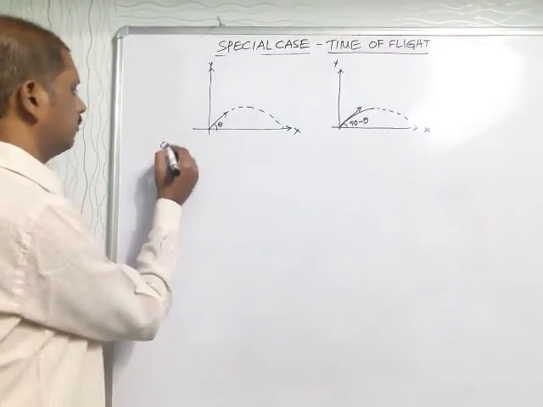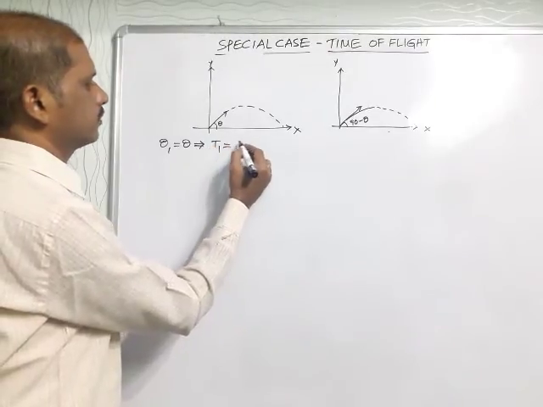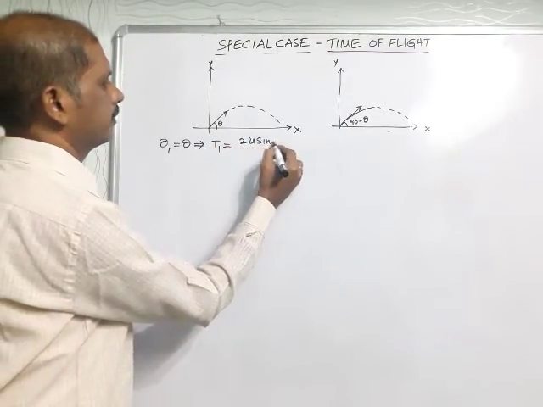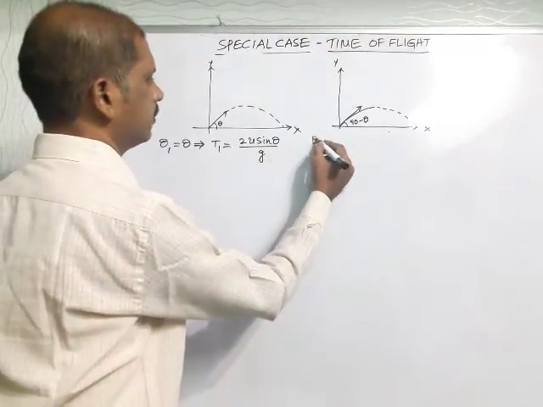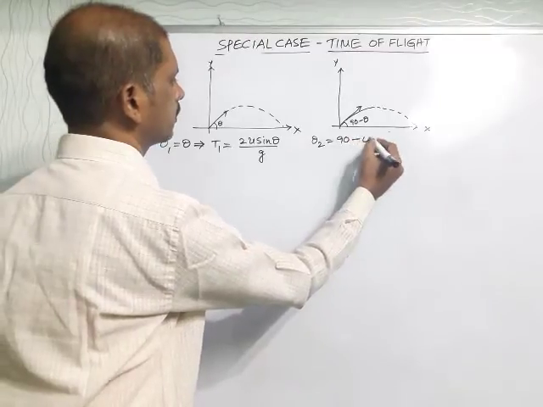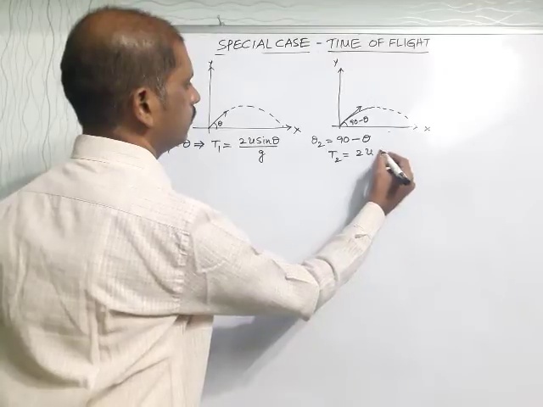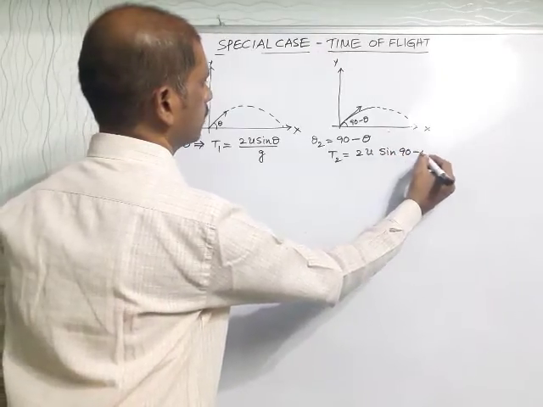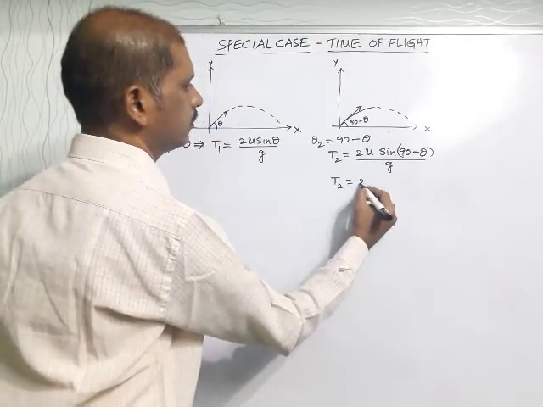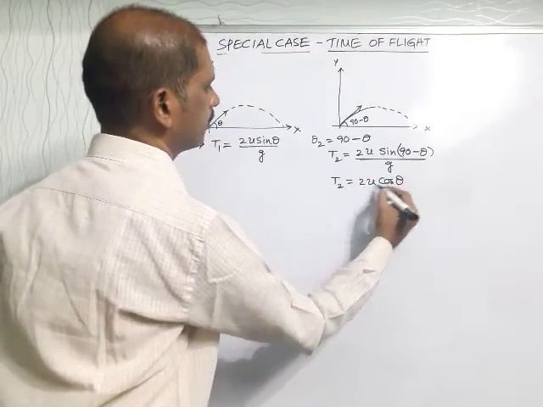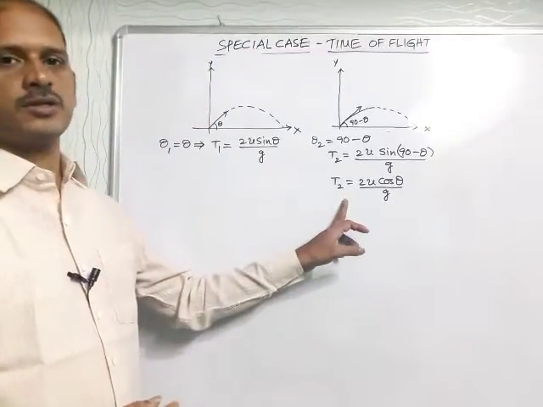First, if theta 1 is equal to theta, then time period t1 is equal to 2u sin theta by g, is the formula. In the same case, theta 2 is equal to 90 minus theta. Then t2 is equal to 2u sin(90 minus theta) by g. So t2 is equal to 2u cos theta by g. Okay, this is t1, this is t2.